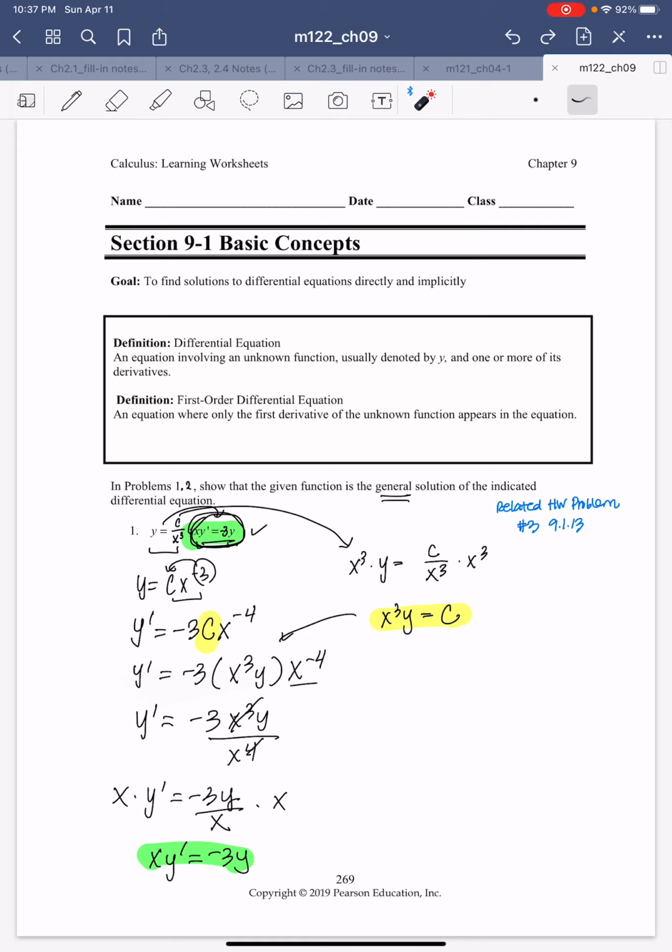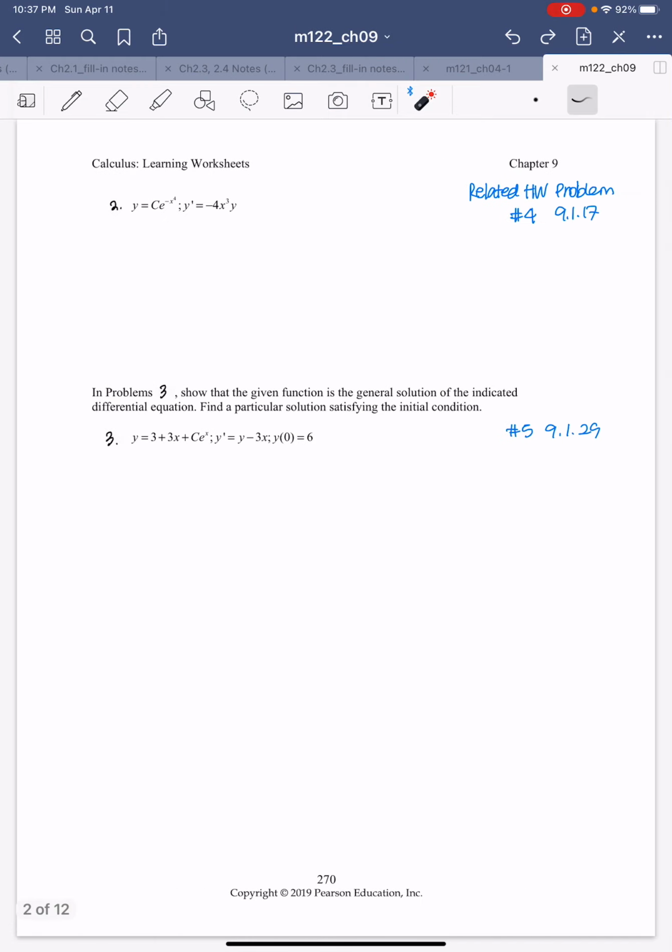All right, let's do another similar problem related to the homework. On this one, you can take a look at number 4, 9.117. So same thing. I'm going to be using my equation and then plug it in, and then I should have y prime equal to negative 4x cubed y. So let's take the derivative here because I need to have a derivative. So this means I'm going to have this part right over here, right?